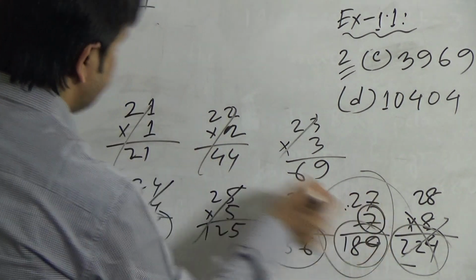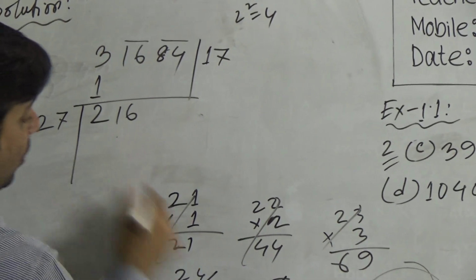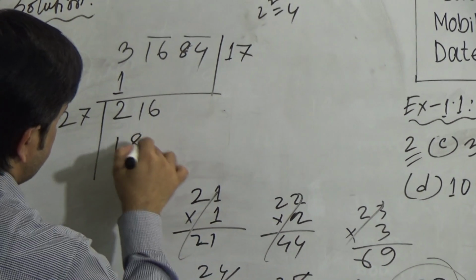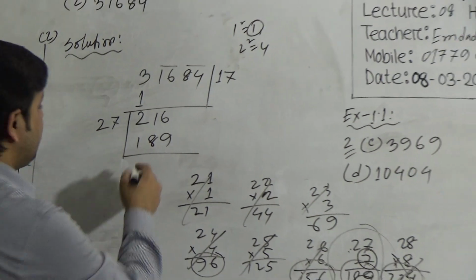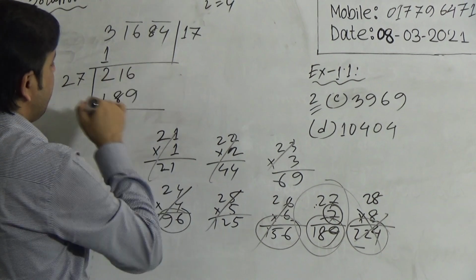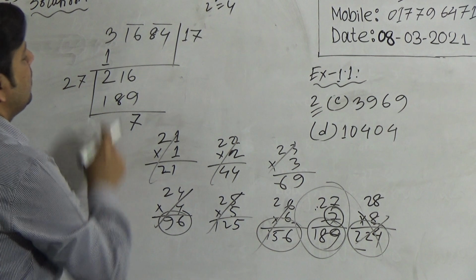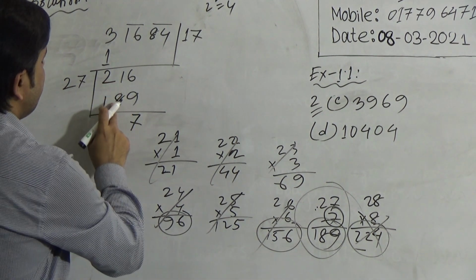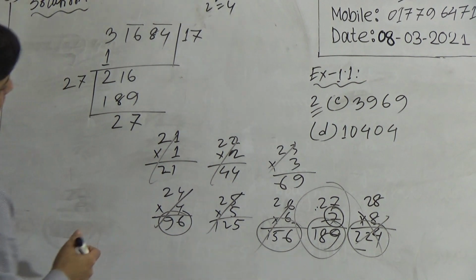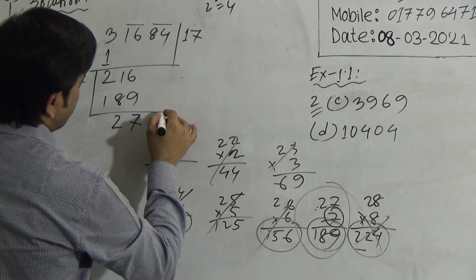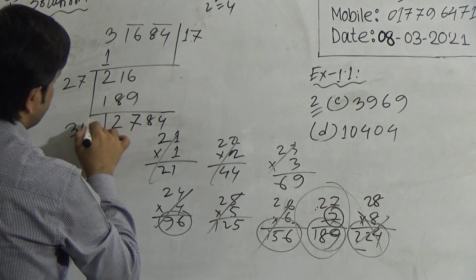In which case, when it is 7, so put 7 here, 7 in both places. So what will be the product? 189. Now we can subtract here. What will we get? 16 minus 9 is 7, and here 2, so 27. Now take the next pair, 84. Take the double of 17, that is 34.